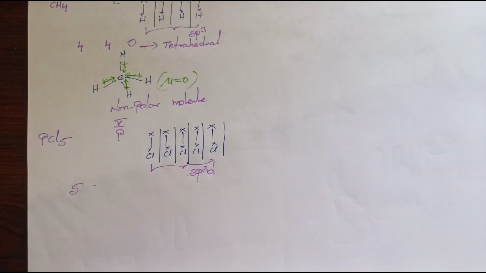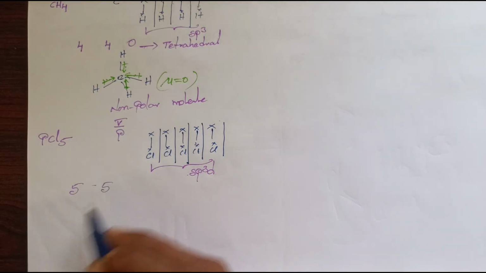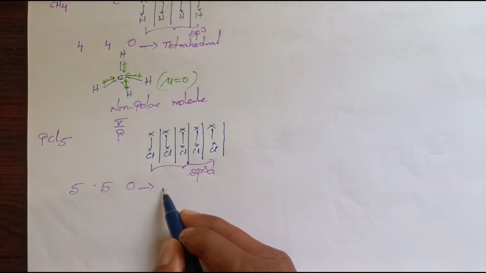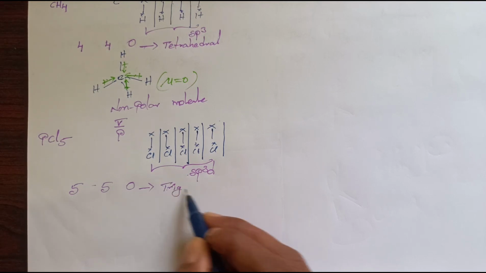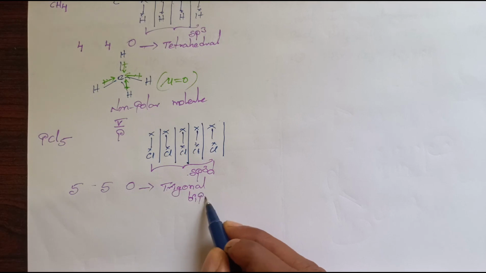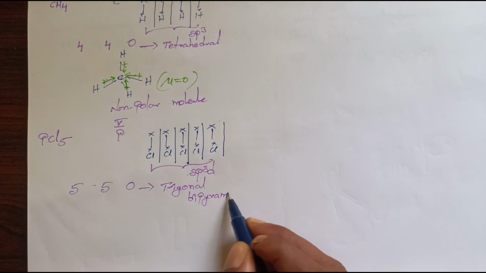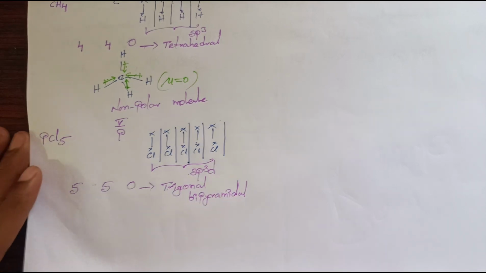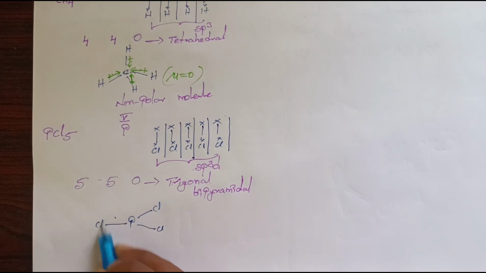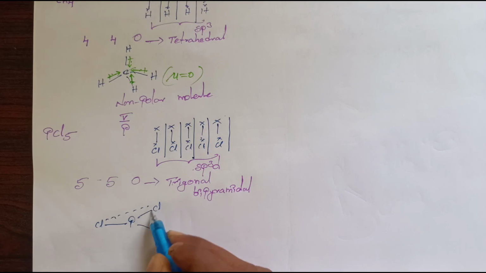Overall, how many pairs? 5. Bond pairs 5. Lone pair 0. In this condition, the shape of the molecule is trigonal bipyramidal. Yesterday's video, I already showed you shapes of the molecule. Once look at that video, students. Here the phosphorus, the chlorine, another chlorine. It looks like which arrangement? Trigonal planar arrangement.